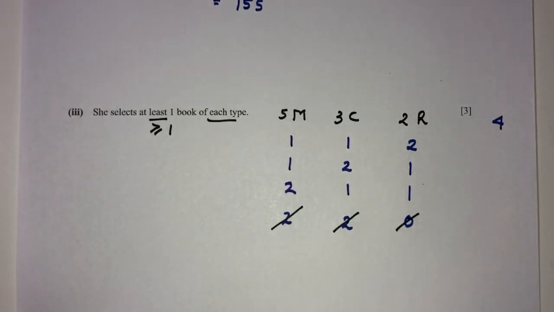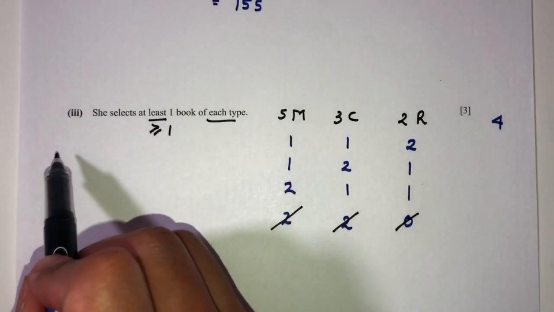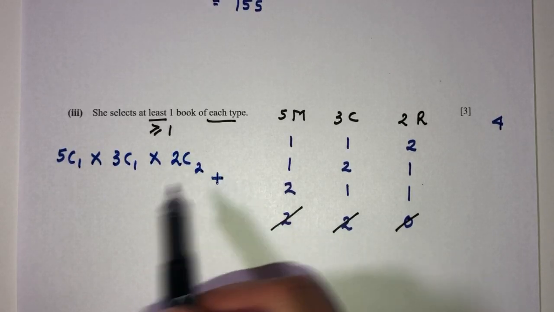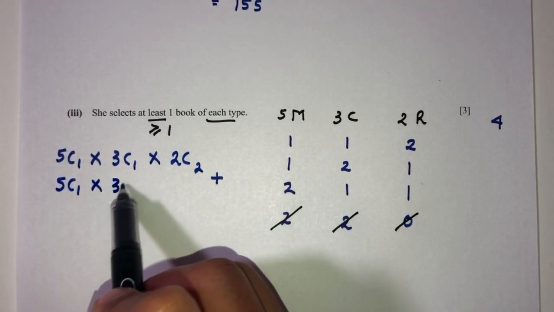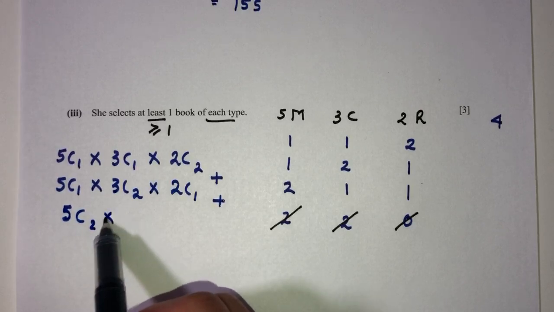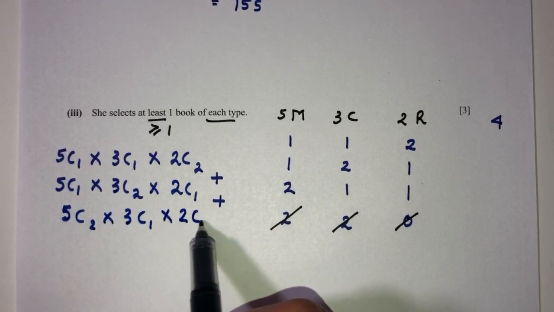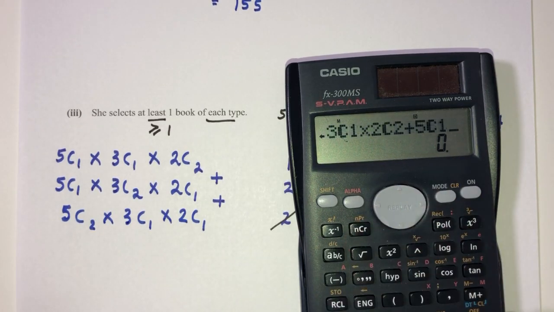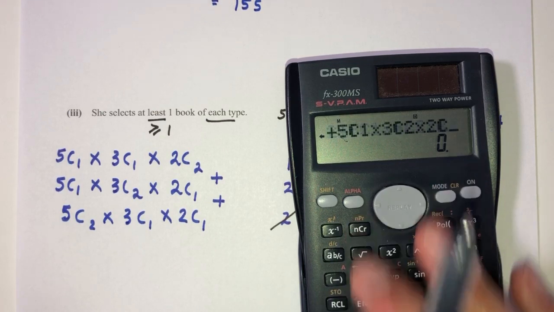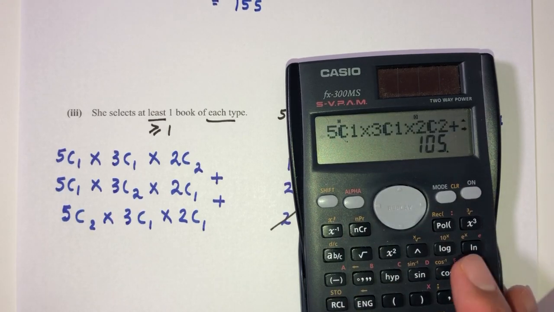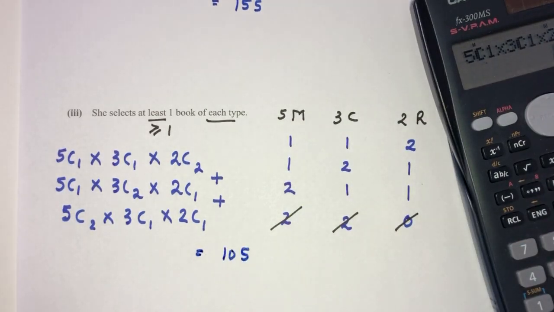So there are 3 options that we can have for this condition, which is 5 choose 1 times 3 choose 1 times 2 choose 2, or 5 choose 1 times 3 choose 2 times 2 choose 1, or 5 choose 2 times 3 choose 1 times 2 choose 1. That will be 105 as your number of selections for part 3.